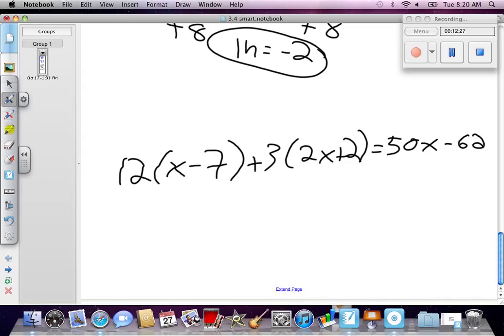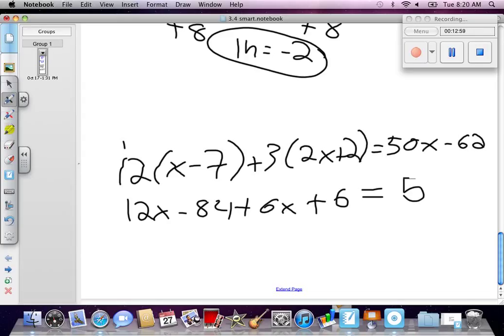Okay, the first thing we're going to do is distribute everything. We get 12x minus 14, 84, thank you, plus 6x plus 6. That's a lot, man. Equals 50x minus 62. And then we're going to combine like terms. Which ones have x's that could go together?